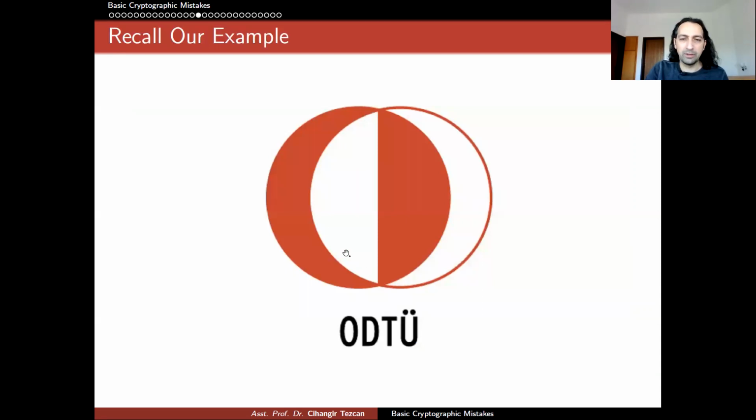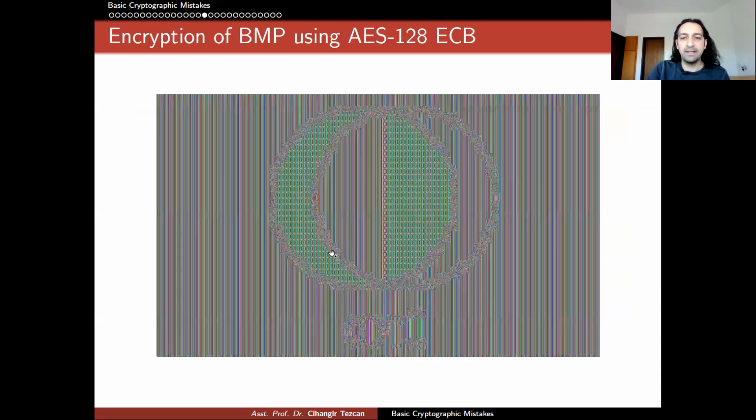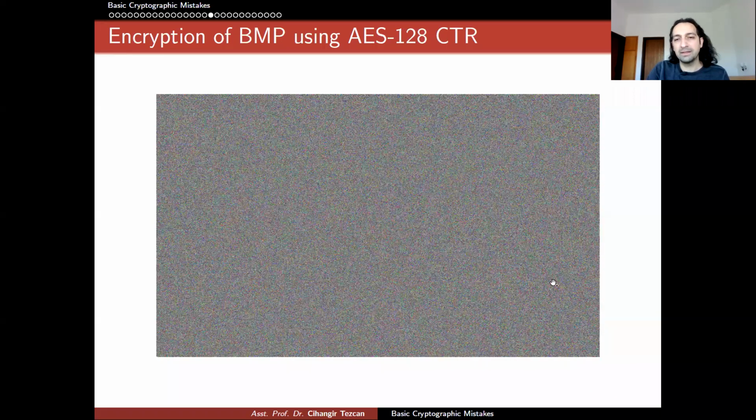Okay, so if you go back to our example, this was the picture, and I told you that this is how you encrypt it in a bad way. But if you use the counter mode, this is what you should see. As you can see, it is full noise. There are no patterns to tell you what the original image was.